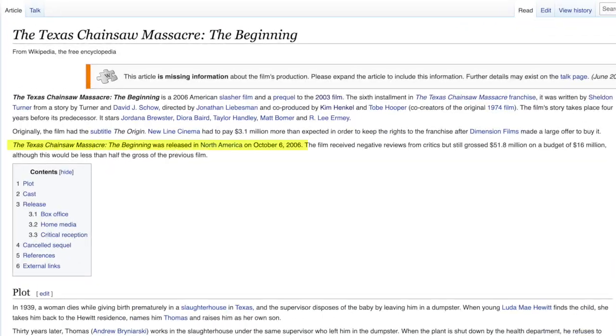They didn't end up losing money on it, they still made a profit, but it made significantly less than the remake. I actually liked The Beginning a lot. I didn't really like the remake, but I liked The Beginning more than the remake. So, I don't know, maybe that's just me.